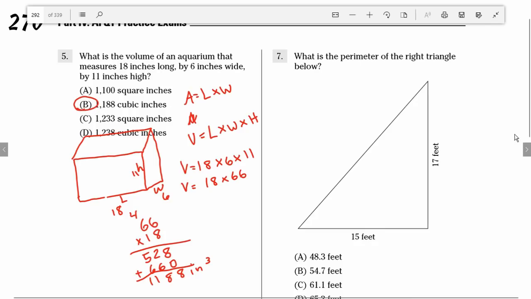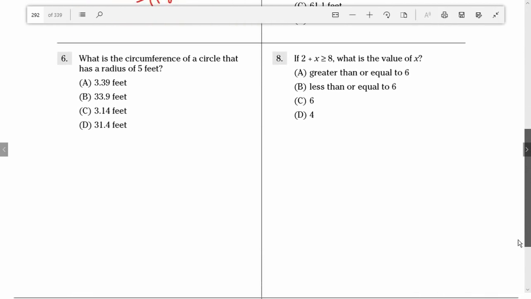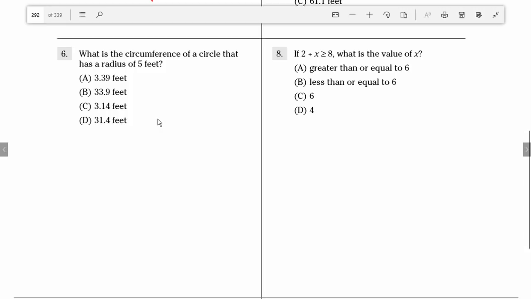Okay. Let's scroll down to number 6. What is the circumference of a circle that has a radius of 5 inches? So since we're talking about circles, I'm going to let you know all the different types of formulas you need to know for circles. The first of which is area. There's only one formula to find the area of a circle, that is pi times radius squared, or pi r squared. For circumference, which I'm going to denote with a C, there's actually two formulas. The first of which is this.